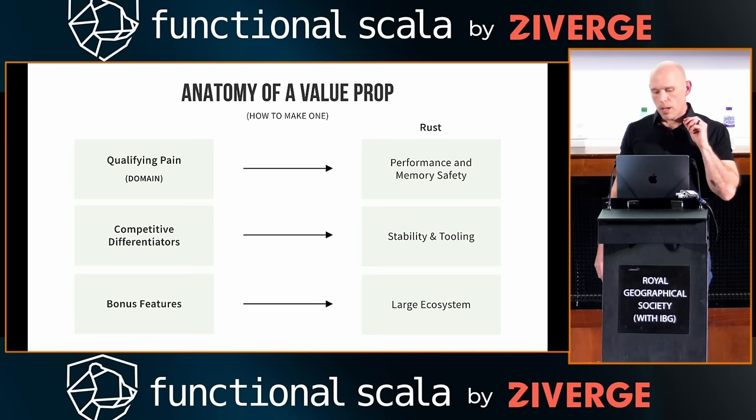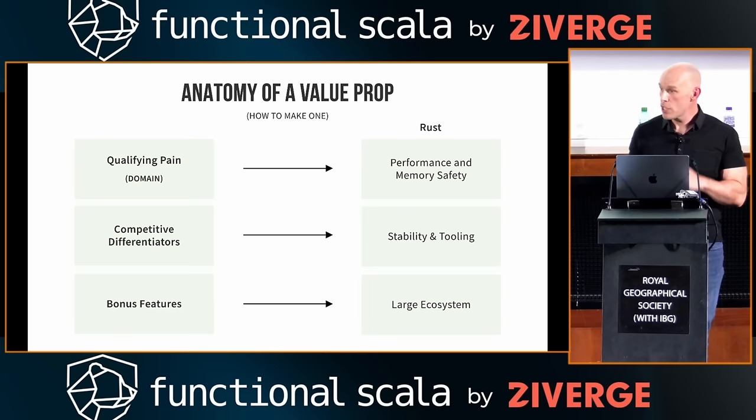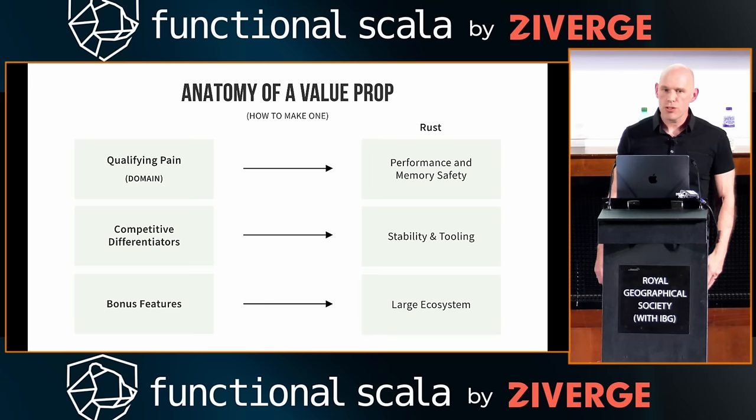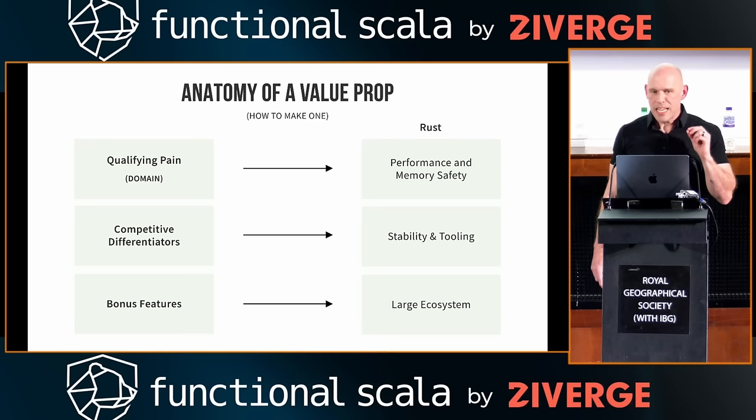So why does a value prop matter? It does matter for marketing purposes, okay? It matters that someone goes to Scala's webpage and sees something and understands what this language is about and whether or not it's relevant for them. But it also matters for another even more important reason, way more important reason. A value prop provides a direction. It provides guidance. It is an arrow that is pointing in some direction. And that is extraordinarily useful.